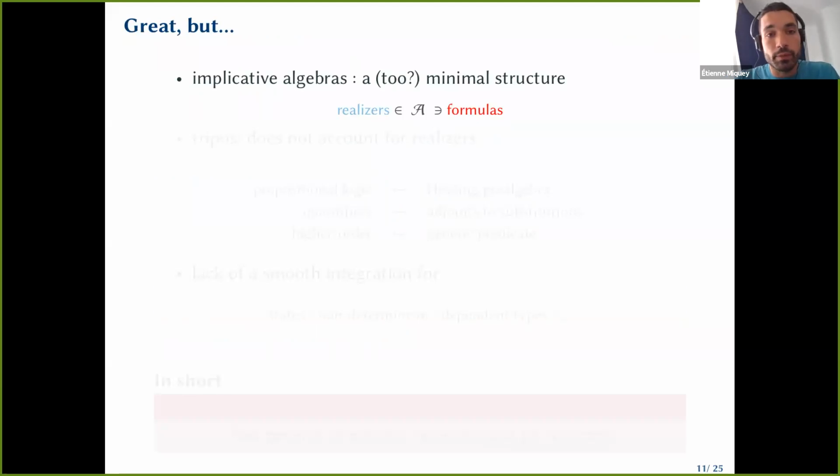So there was this new structure called implicative algebras, which is very minimal, but maybe also too minimal, in the sense that since we interpret realizers and formulas in the same set, if you change the notion of formulas or the notion of terms, then it's not clear that you still know how to encode it into an implicative algebra. In particular, if you consider some of the effects I will talk about later, we don't really know how to include them directly in an implicative algebra.